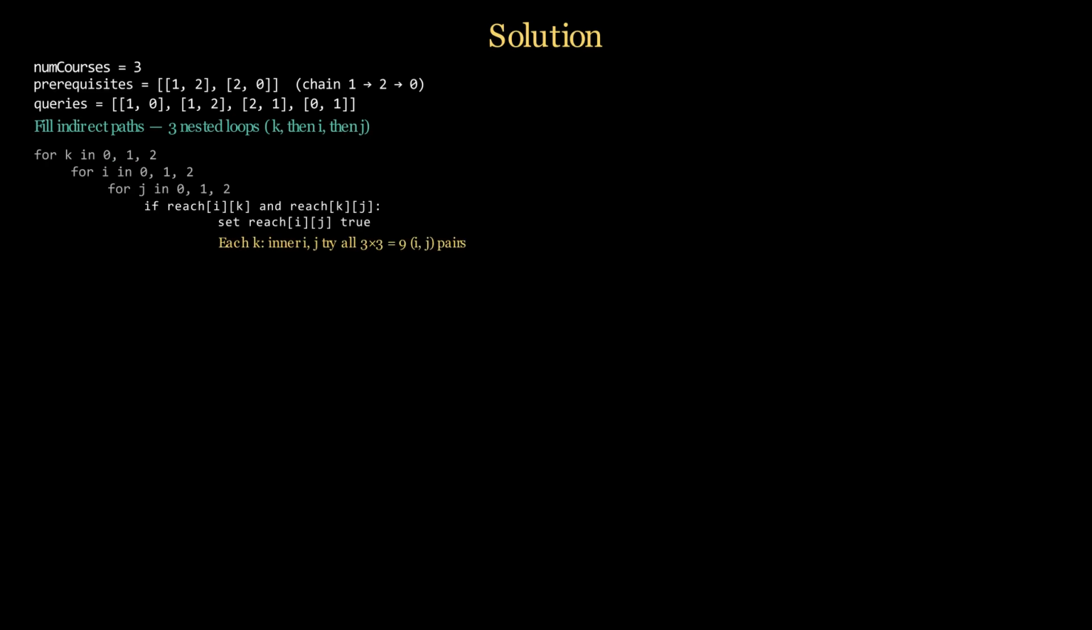Filling indirect paths uses 3 nested loops. k is the outer index, then i, then j. For 3 courses each runs 0, 1, 2. So for each fixed k you still evaluate 9 i j pairs in the inner 2 loops. Only some pairs will actually flip a cell from false to true.